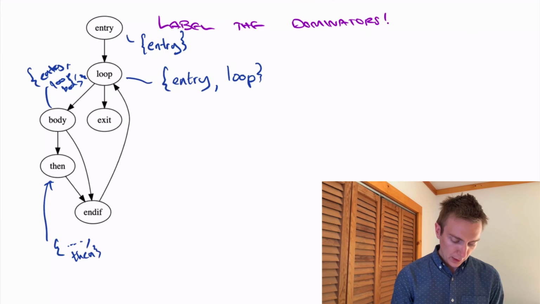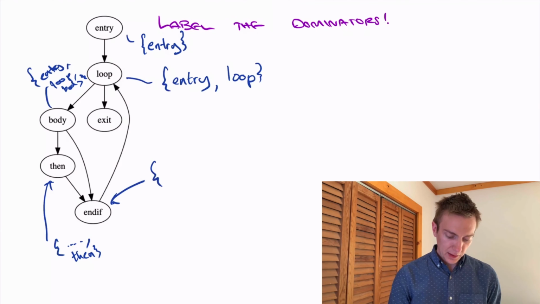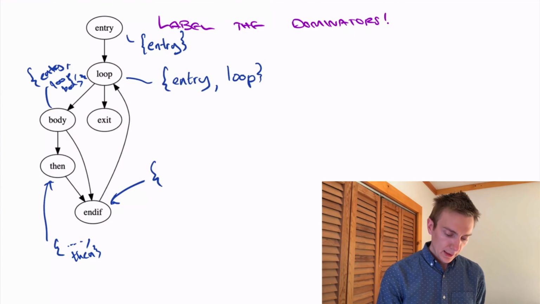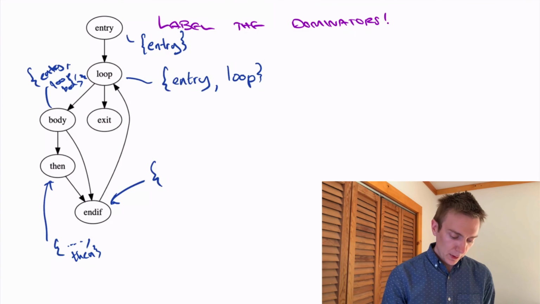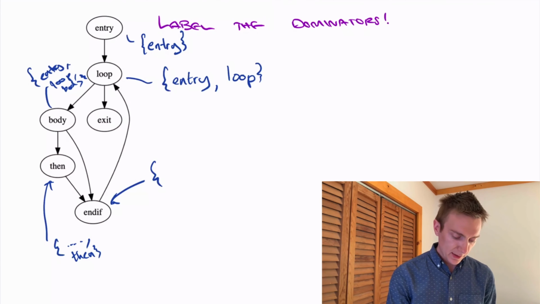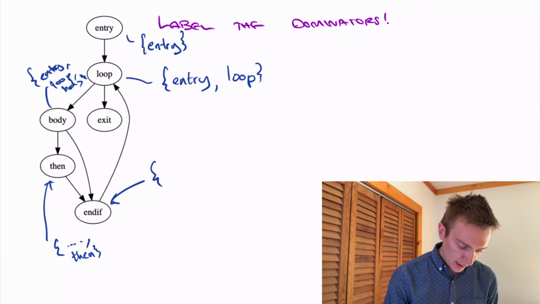Things are slightly more interesting with endif, because, and this is the important point, the then block does not dominate the endif block, even though it's a predecessor of the endif block. That is, it is not guaranteed that you have executed the then block before you get to the endif block, because there is a path that goes from the entry down to endif that doesn't include the then block. So the dominators of endif are entry, loop, body, and endif.